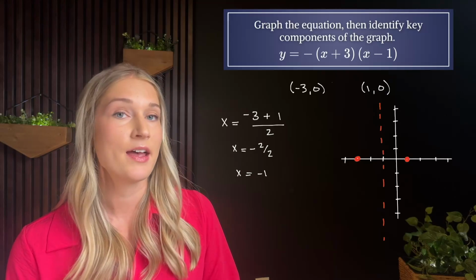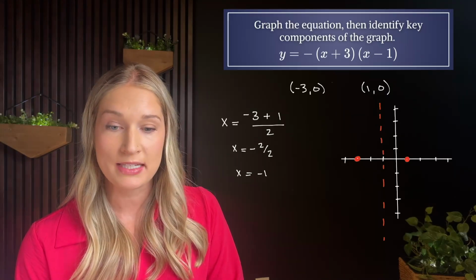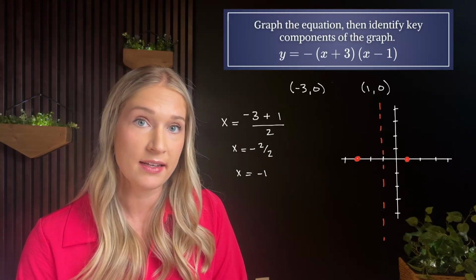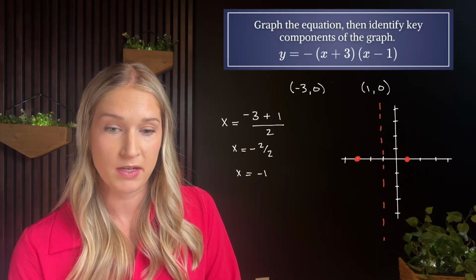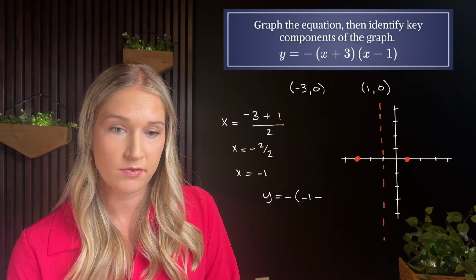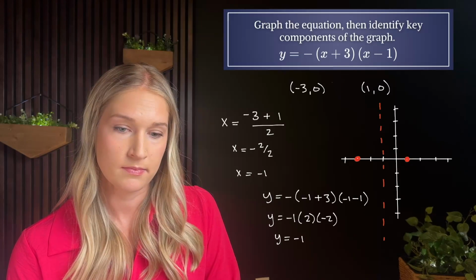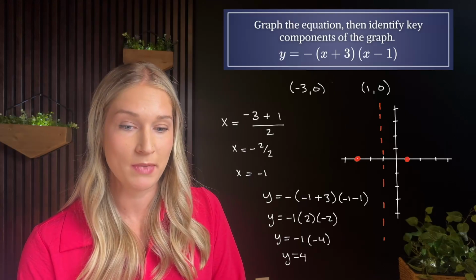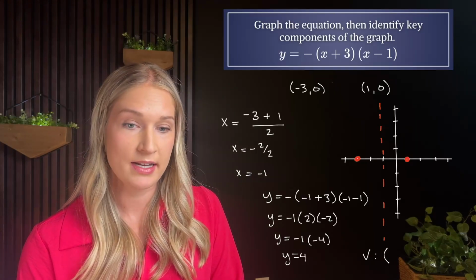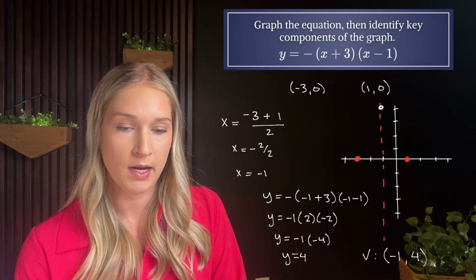Now I know because parabolas are symmetric that my vertex has to lie on this line. So let me take that negative 1 for x, plug it into my equation, and figure out what the y value would have to be. And then I'll have the coordinates of my vertex. I plug in a negative 1 for x in both factors and simplify. This tells me the y value of my vertex is 4. So my vertex has the coordinate negative 1 for x, positive 4 for y. So that would be right about here.